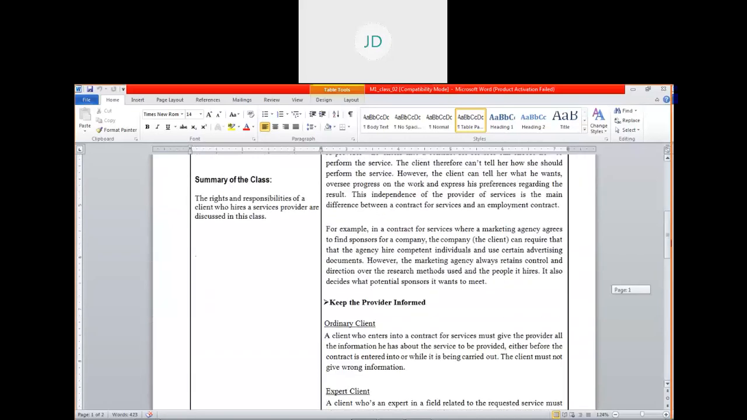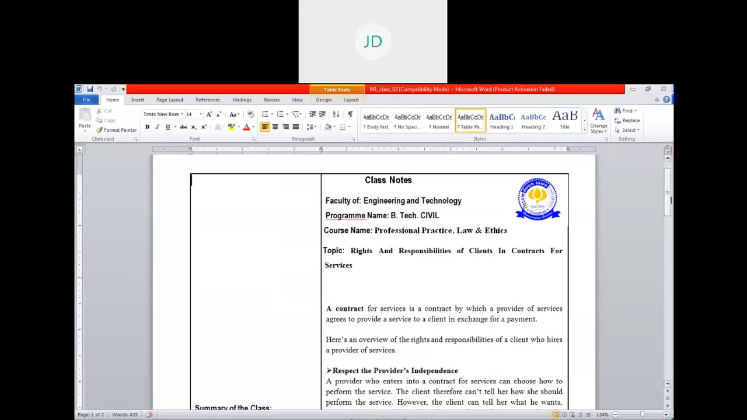I don't have so much on these things for this class, so you can go through online. You can type the rights and responsibilities of a client in a contract for service. You can get these things online also. You can also find out the basic definition of a contract, and the difference between contract and agreement. You can also find out different types of contracts, and what a contract document should include. All these details you can find by searching on Google.